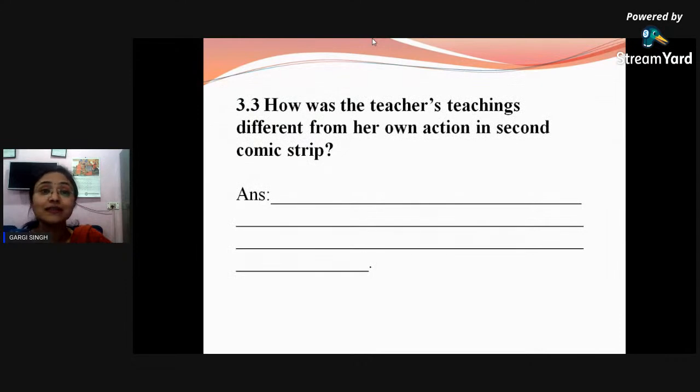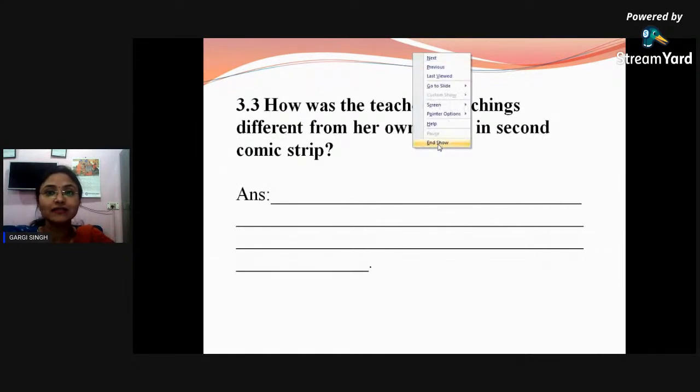Next question says, how was the teacher's teachings different from her own action in the second comic strip? Now this question demands your interpretation, how you interpret something that is given there in front of you. The information is given in the form of dialogue and picture. How do you interpret it according to your broader understanding? Let's see the slide again.